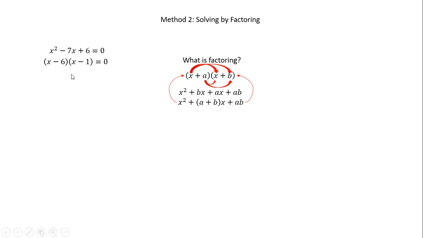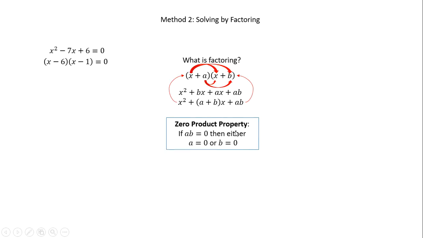Well, how does that help us? We've got this thing called the zero product property, which says if a times b equals 0, if two things are multiplied to equal 0, then one of them has to equal 0. There's no other way of getting 0 when you multiply two things. And so x minus 6 times x minus 1 equals 0. That means either x minus 6 equals 0 or x minus 1 equals 0. We can solve each of those separately. x equals 6 or x equals 1. That's solved by factoring.